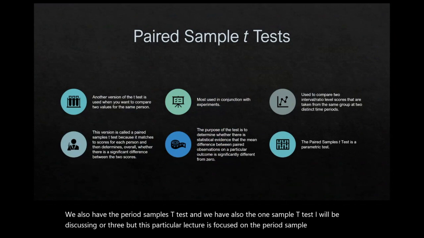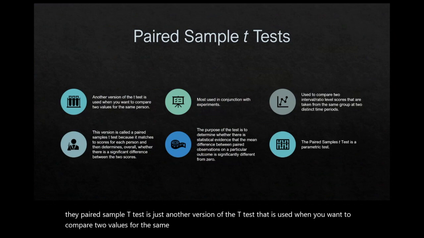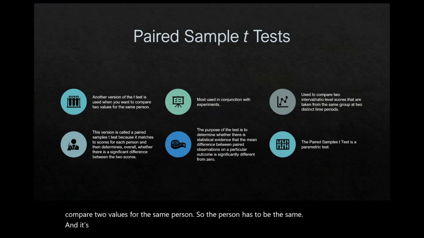So the paired sample t-test is just another version of the t-test that is used when you want to compare two values for the same person. So the person has to be the same. And it's normally most used in conjunction with experiments.